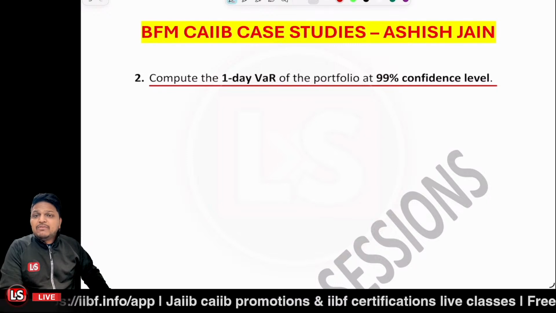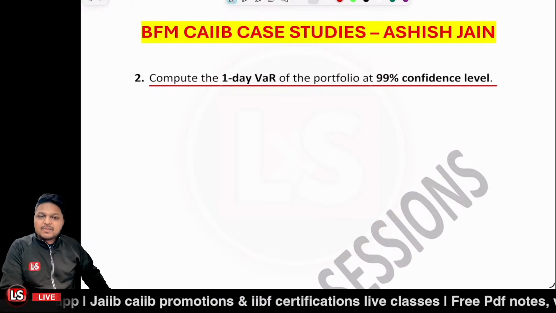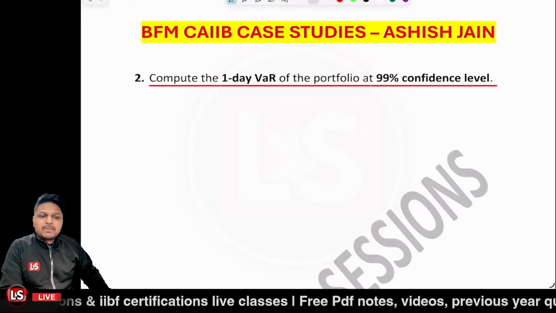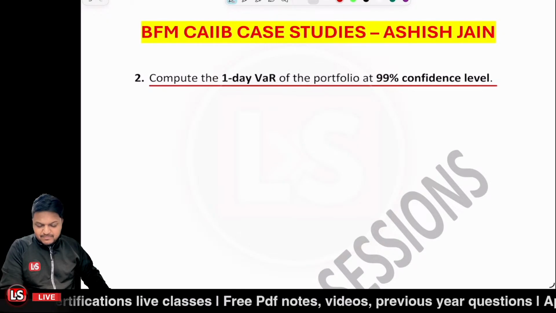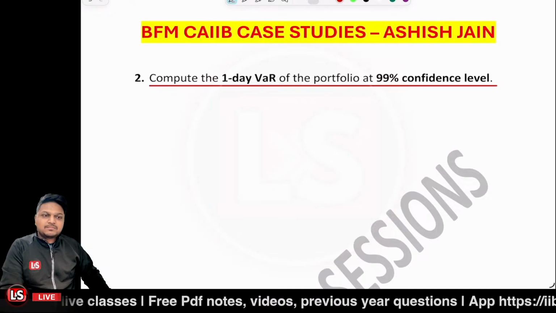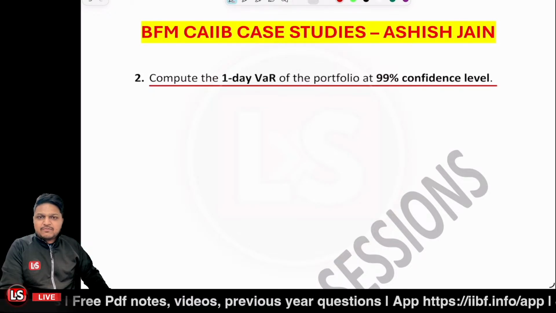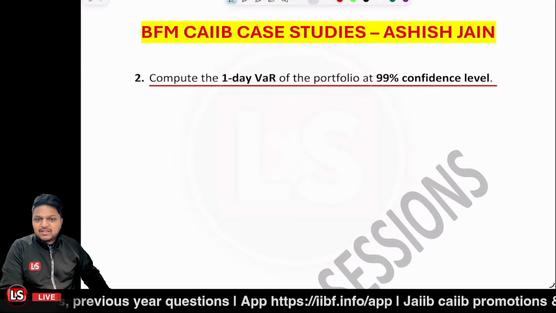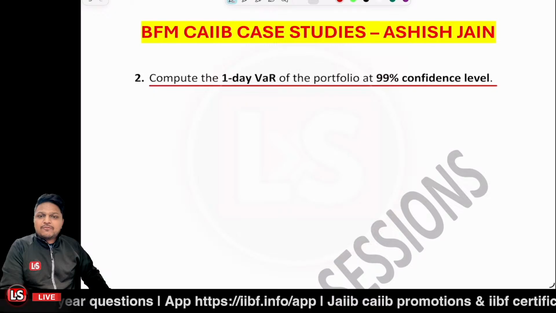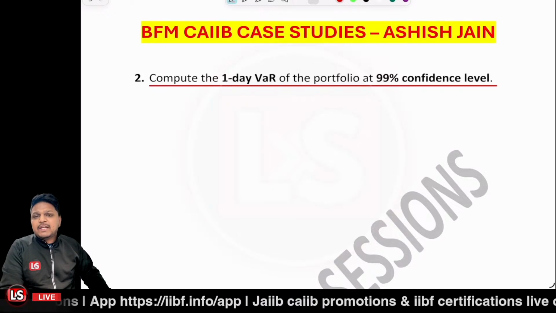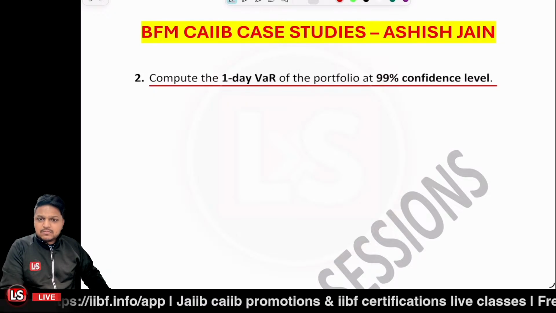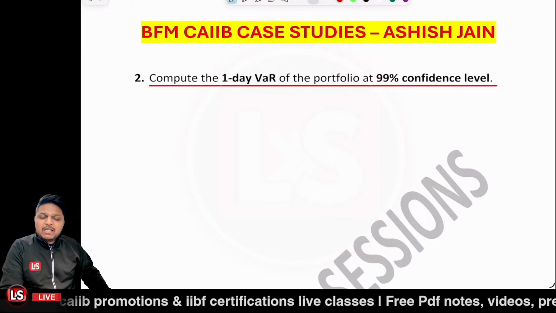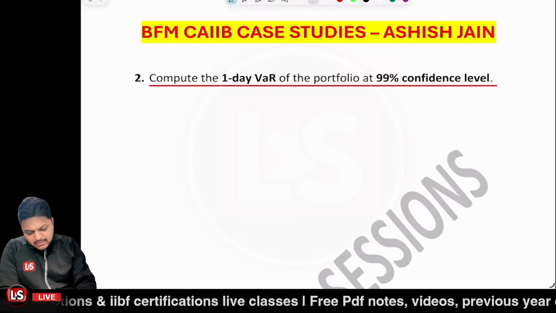We have to calculate one-day VAR. So what will be the formula under the variance covariance approach, or parametric approach, for the VAR? VAR is value at risk, right? And I told you the clear formula also. It is daily volatility into the square root of the time horizon, multiplied by the investment, multiplied by the Z value. So the formula is quite easy.